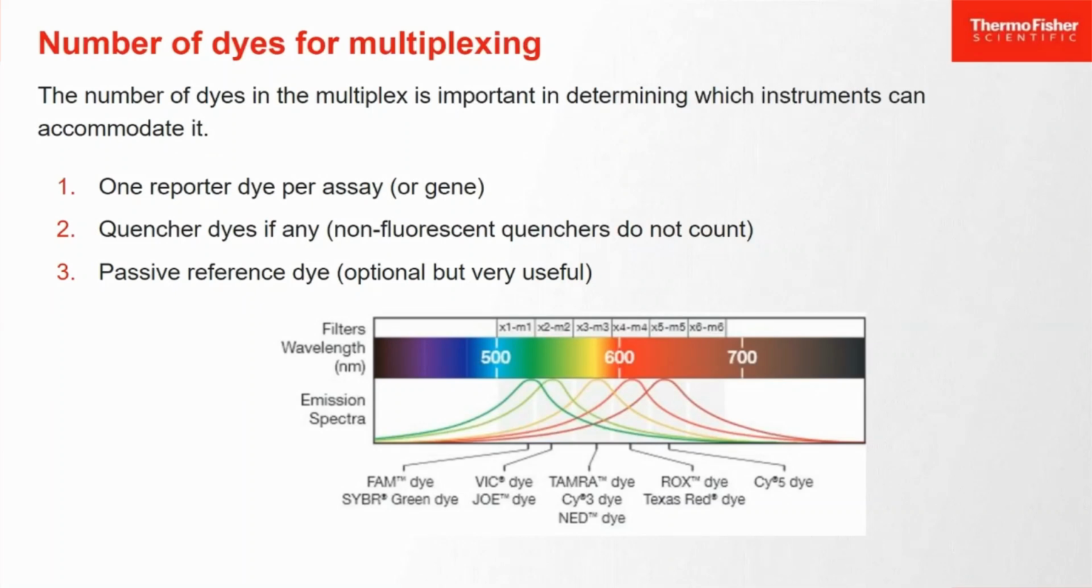Another question is, how many dyes are you going to need for the multiplex? Here are 3 rules to follow. Number 1, one reporter dye per assay, or you could say gene. Number 2, if there are any quenchers that are dyes, we need to count those, but non-fluorescing quenchers, you don't have to worry about those. And number 3, if there's a passive reference dye, which is always optional, but could be very useful. In fact, pretty much is always useful.